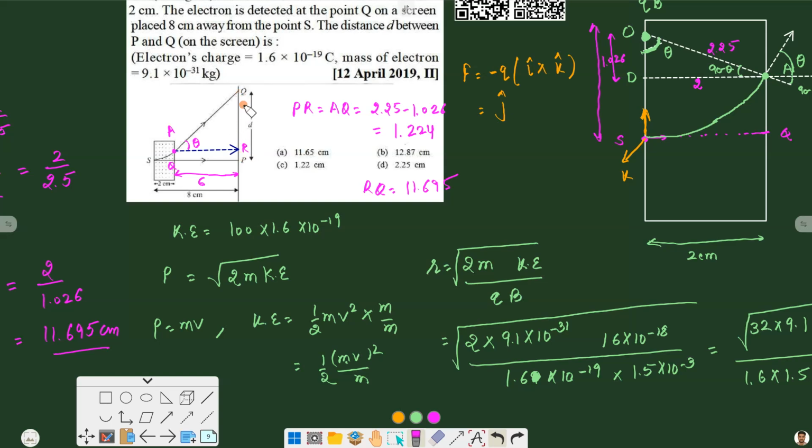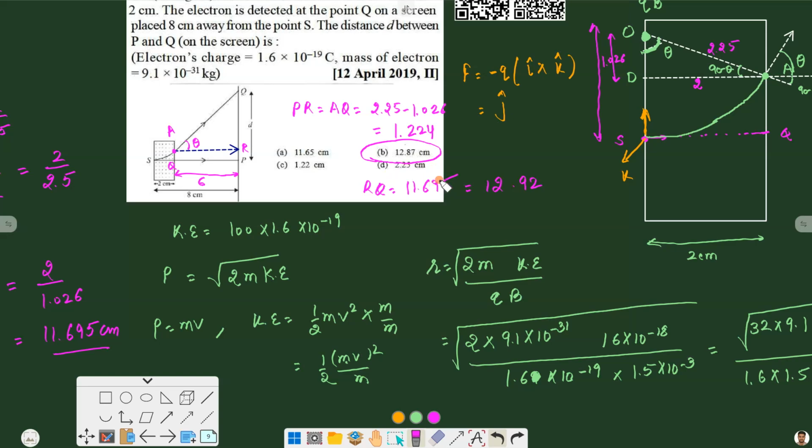So PQ, the distance that was asked, is just a sum of both of these, and adding both of these we will get 12.92, and our best match is option D according to the available options. So option B, sorry, according to the available options.